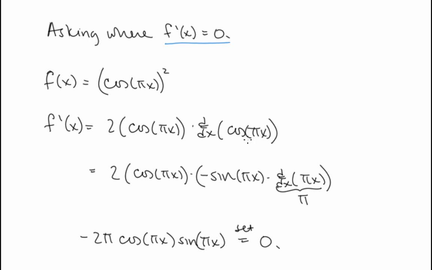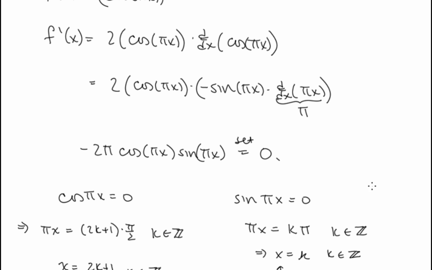The derivative of cosine pi x is negative sine of pi x multiplied by the derivative of pi x, which is pi. So here we're going to have a negative 2 pi out in front, cosine pi x, sine pi x as our derivative, and this we need to set equal to 0 and solve for x. So notice that we have a product set equal to 0.